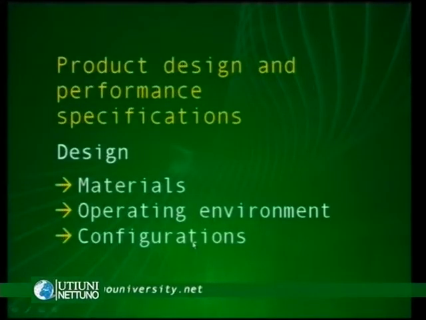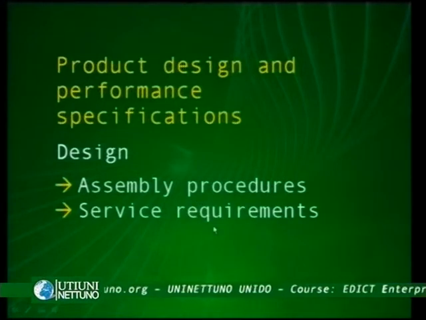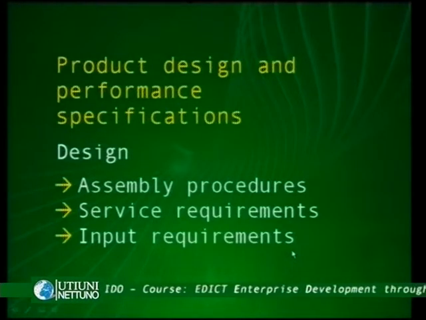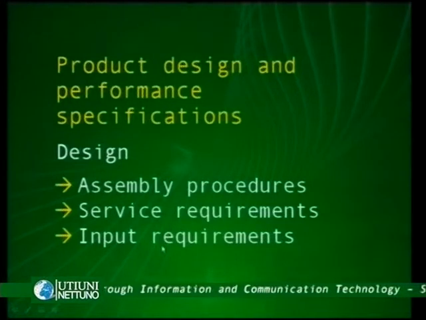Then we have to design the operating environment and the different product configurations. So these elements considered together are the main pillars of the design of the products. Additionally, we might consider the assembly procedures, the service requirements, and the input requirements. So on one hand, we define the structure of the product and the related needs, and on the other hand, we define the procedures, the services, and the input requirements.